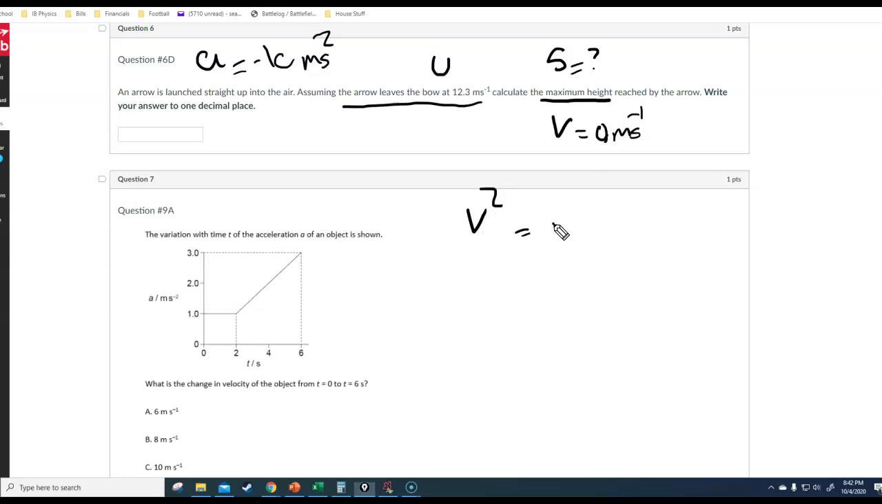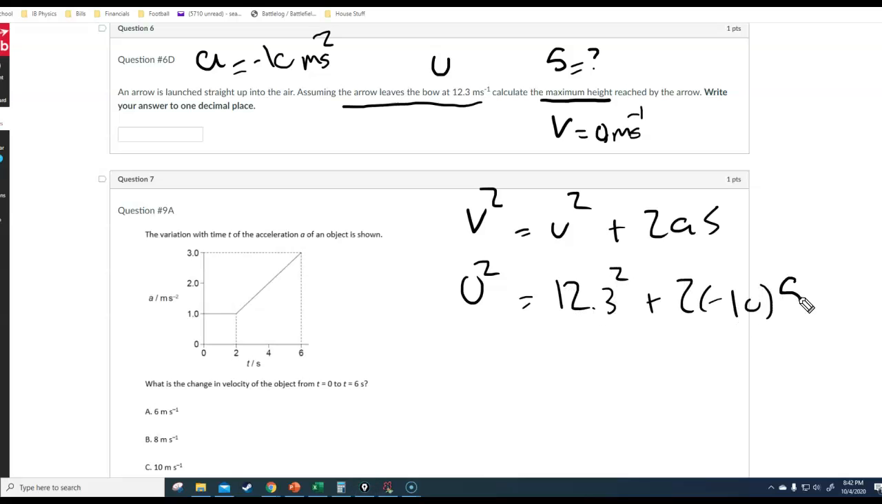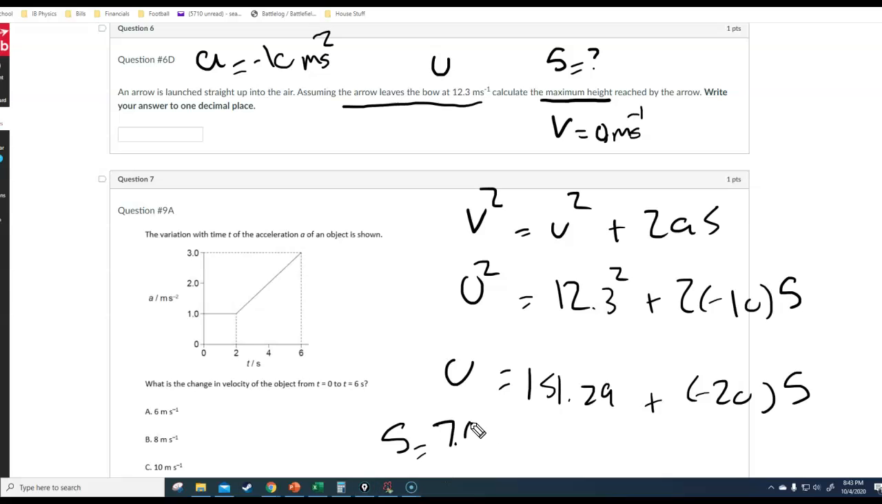So we choose the equation that has those variables. It should be this one right here. We have 0 squared equals 12.3 squared plus 2 times -10 times s, which is our unknown. I can simplify a little bit. 12.3 squared is 151.29 plus -20 times s. Then I do a little bit of algebra, and I get s equals 7.6 meters, and that is the maximum height reached by the arrow. Okay, and so that is question 6D. Pause there if you need to look at that some more.